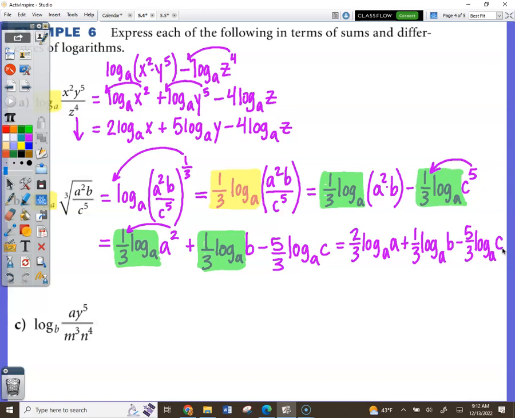All right, look at the next one. Hello. So our block is log base B of this mess. Because the argument has a lot going on, that's your clue that we've got a couple of things to do here.